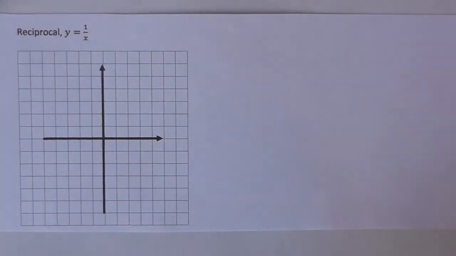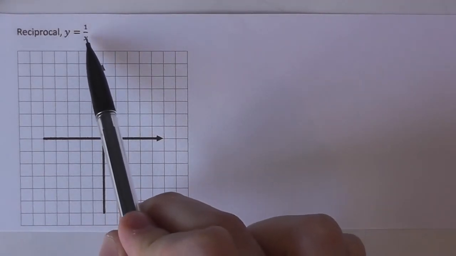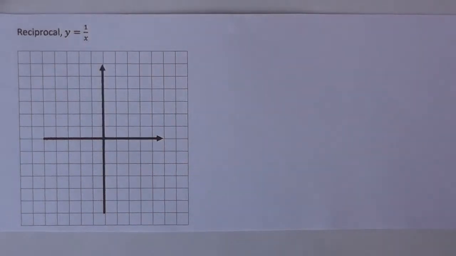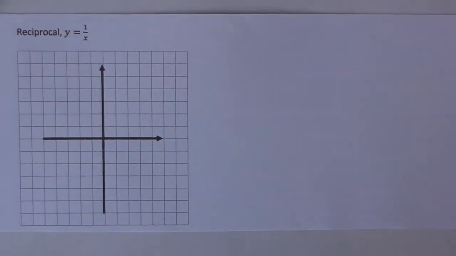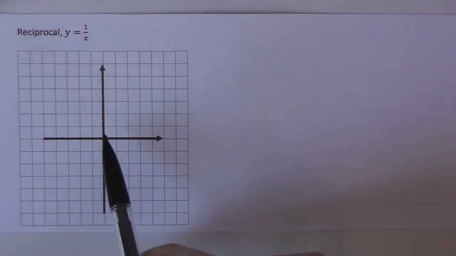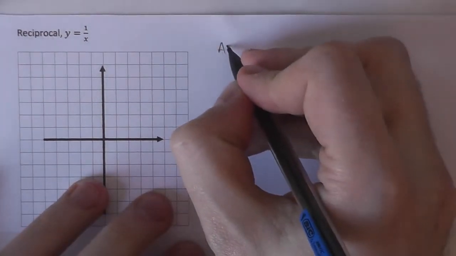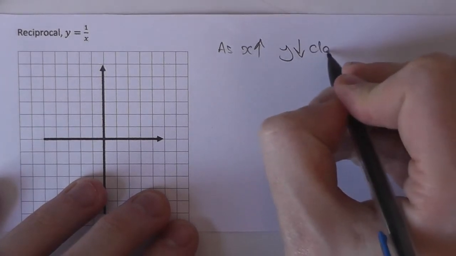So imagine that the x's get bigger and bigger and bigger. 1 divided by 2 is a half, 1 divided by 3 is a third, 1 divided by 4 is a quarter, fifth, sixth, seventh, and so on. As the value of x gets bigger, the output gets smaller, because we get smaller and smaller fractions. So it will get closer and closer to 0 as the x gets bigger. So as x gets bigger, y gets smaller, closer to 0.